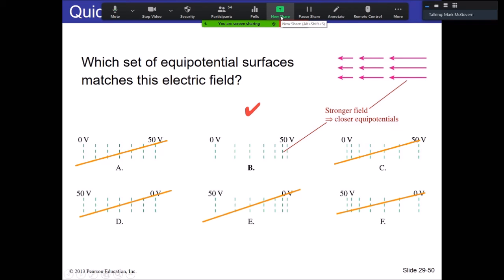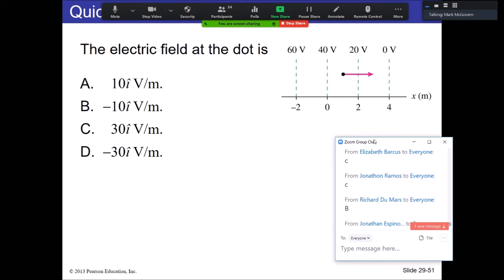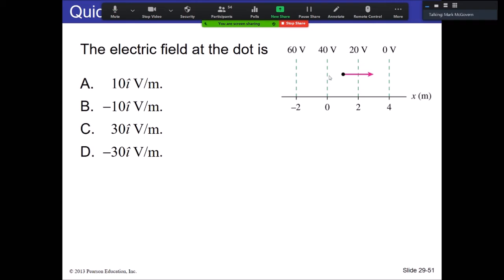What about D? You don't like D? Okay, let's look at it and analyze this. Our electric field at the dot points to the right. That's nice. Equally spaced. That's fantastic. Well, let's figure out an interval here. We go from 40 to 20 over 2 meters, right? So the ratio there is going to be 20 over 2. That's 10. So it's A or B.